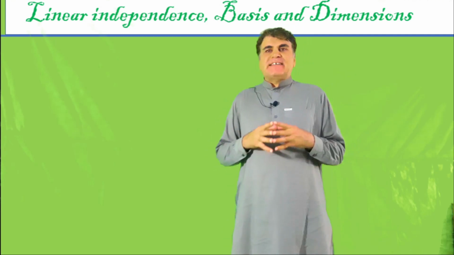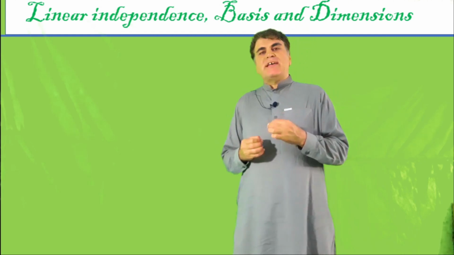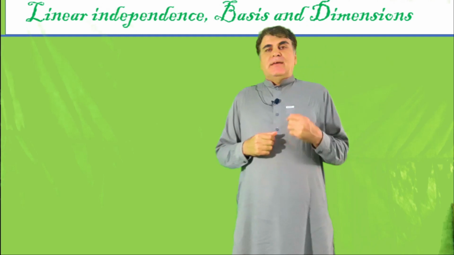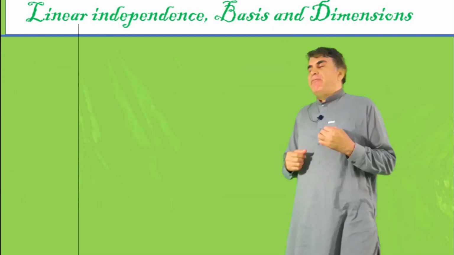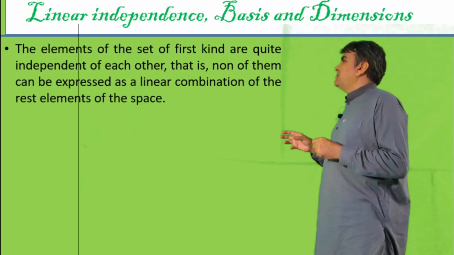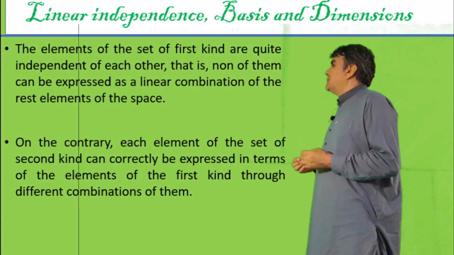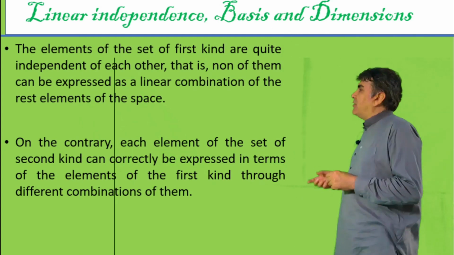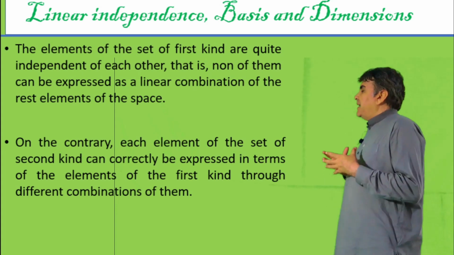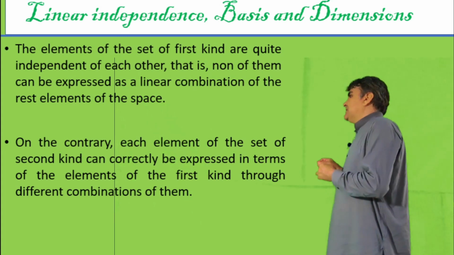In every vector space, there exist two different sets of elements. One set of elements I would refer to as the first kind, and the other set of elements I would refer to as the second kind. The elements of the set of first kind are quite independent of each other. That is, they cannot be expressed in terms of the rest and are therefore called independent elements. On the contrary, the elements of the set of second kind depend on each other. That is, they can be expressed in terms of different linear combinations of each other.